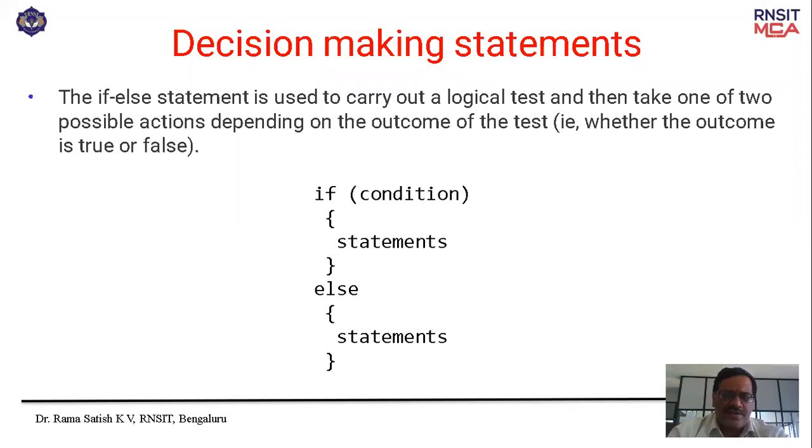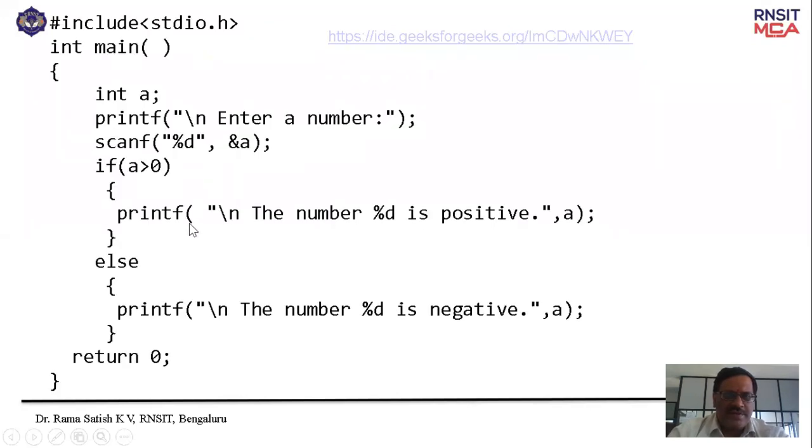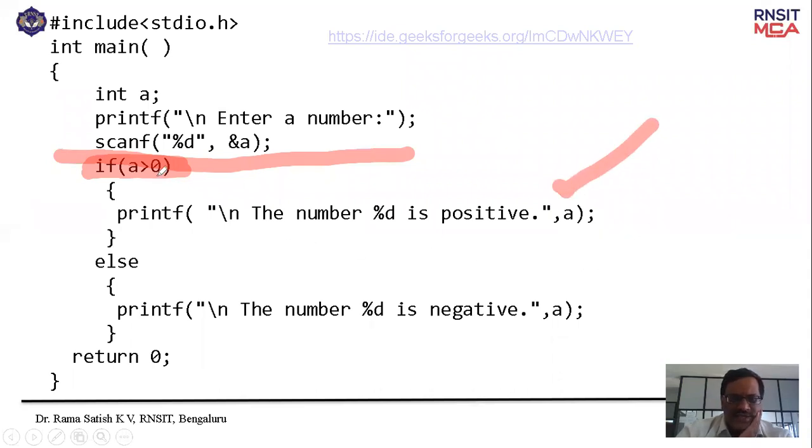Okay, so let us look into one simple example. In this example, you can see we are taking a number, enter a number. After taking the number using scanf, we are checking the if statement whether a is greater than 0. If a is greater than 0, then we write the statement a is a positive number. In case a is less than 0, then it is a negative number. That is the thing that we should understand.